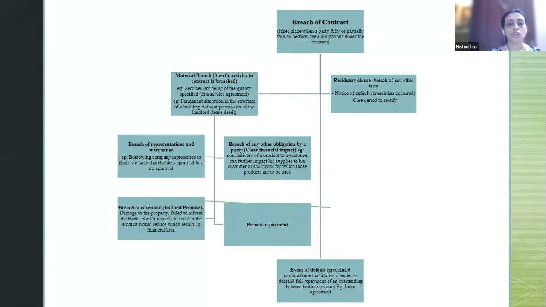Next is breach of covenant. A few statements may not be expressly called out in the agreement, but you have to follow them. For example, if I've given some property as collateral, and I'm not selling it, suddenly a national highway is built, due to which ten feet of my 30-by-40 site is gone to the national highway. Now, as a prudent person, it is important I go back and tell the bank, see, the 30-by-40 was the collateral that I gave you.